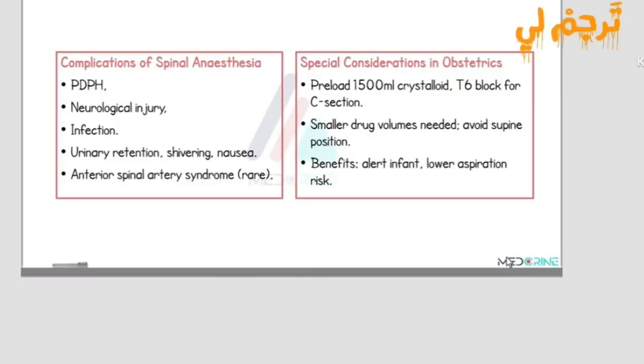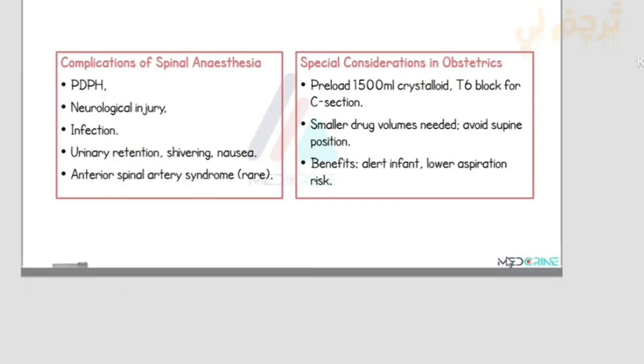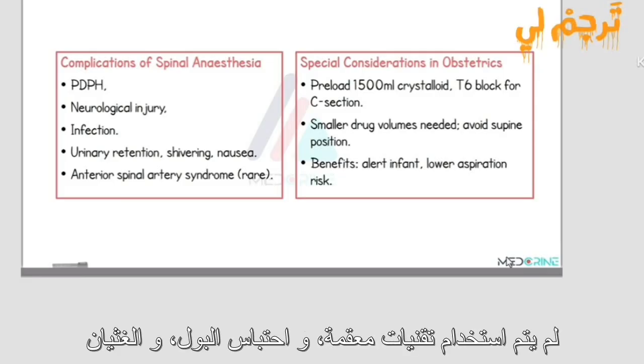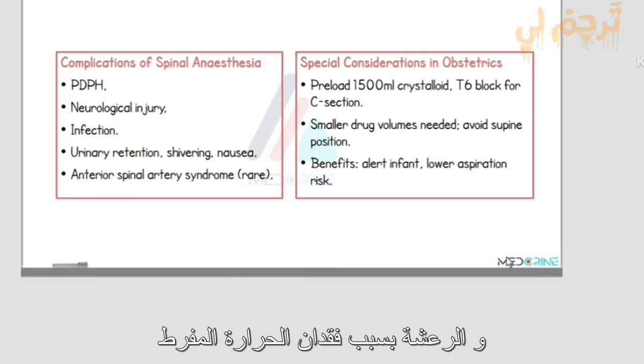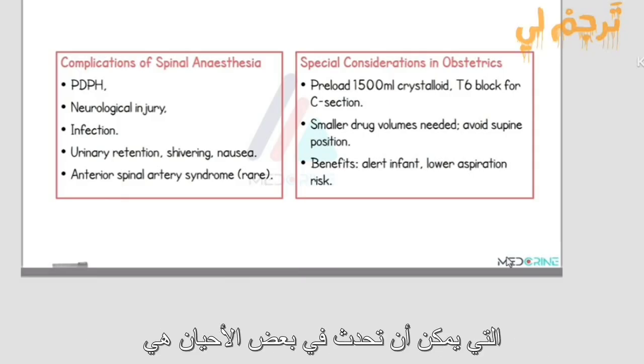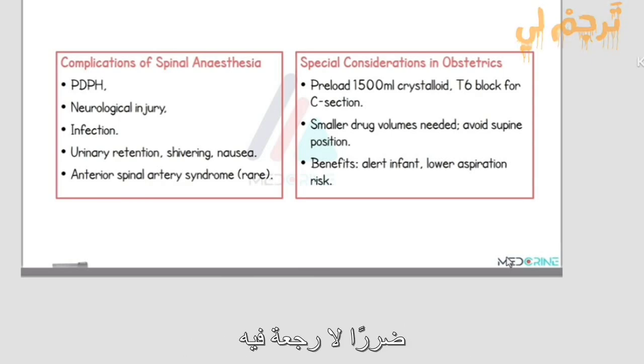The possible complications associated with spinal anesthesia include a post-dural puncture headache, neurological injury, infection if aseptic techniques are not used, urinary retention, nausea, and shivering due to excessive loss of heat. A rare but serious condition that sometimes can occur is anterior spinal artery syndrome, which causes irreversible damage.